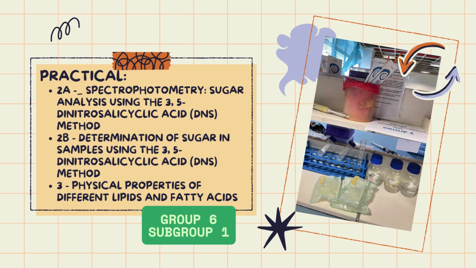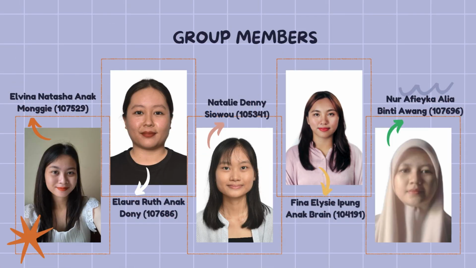Practical 2A, Spectrophotometry, Sugar Analysis using the 3,5 DNS method. Practical 2B, Determination of Sugar in Sample using the 3,5 DNS method. Practical 3, Physical Properties of different lipid and fatty acid. This is our group members.